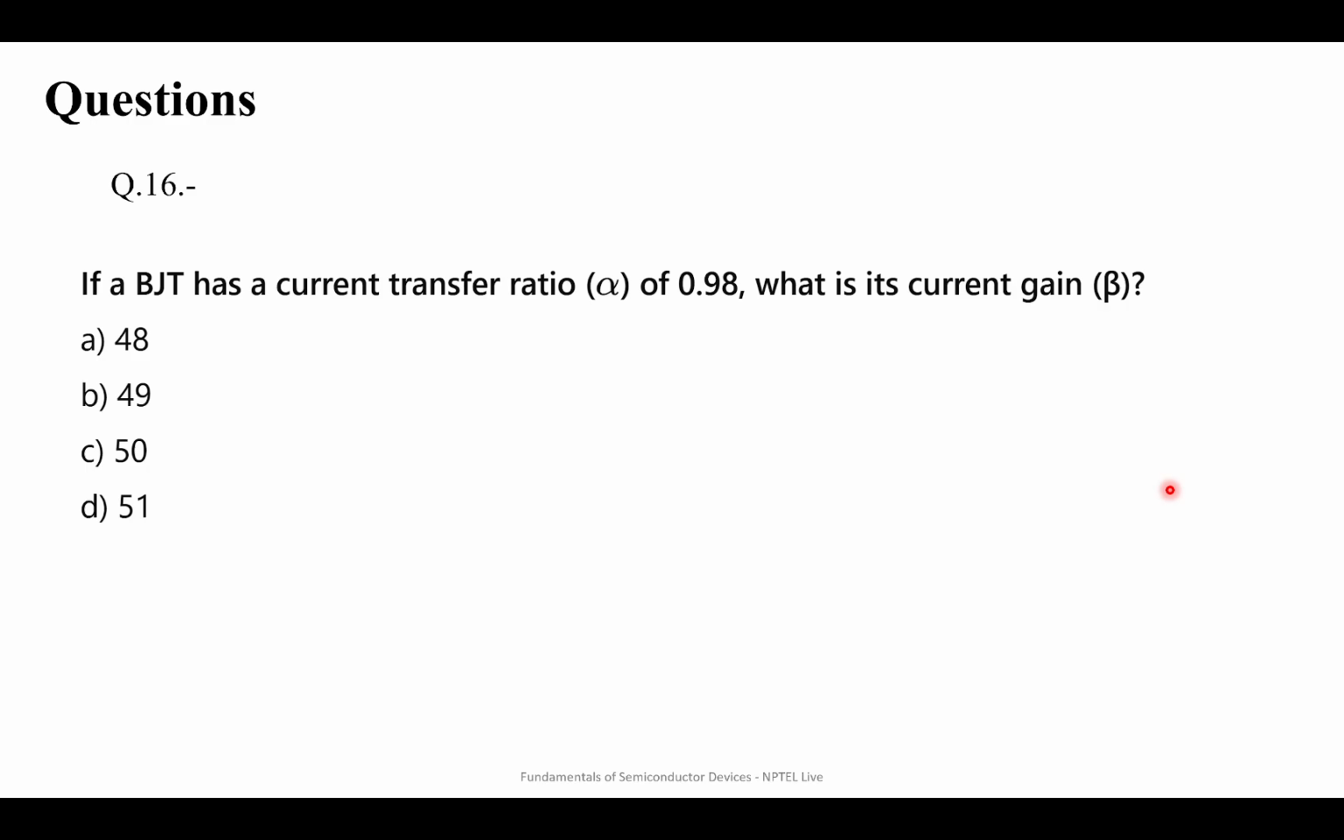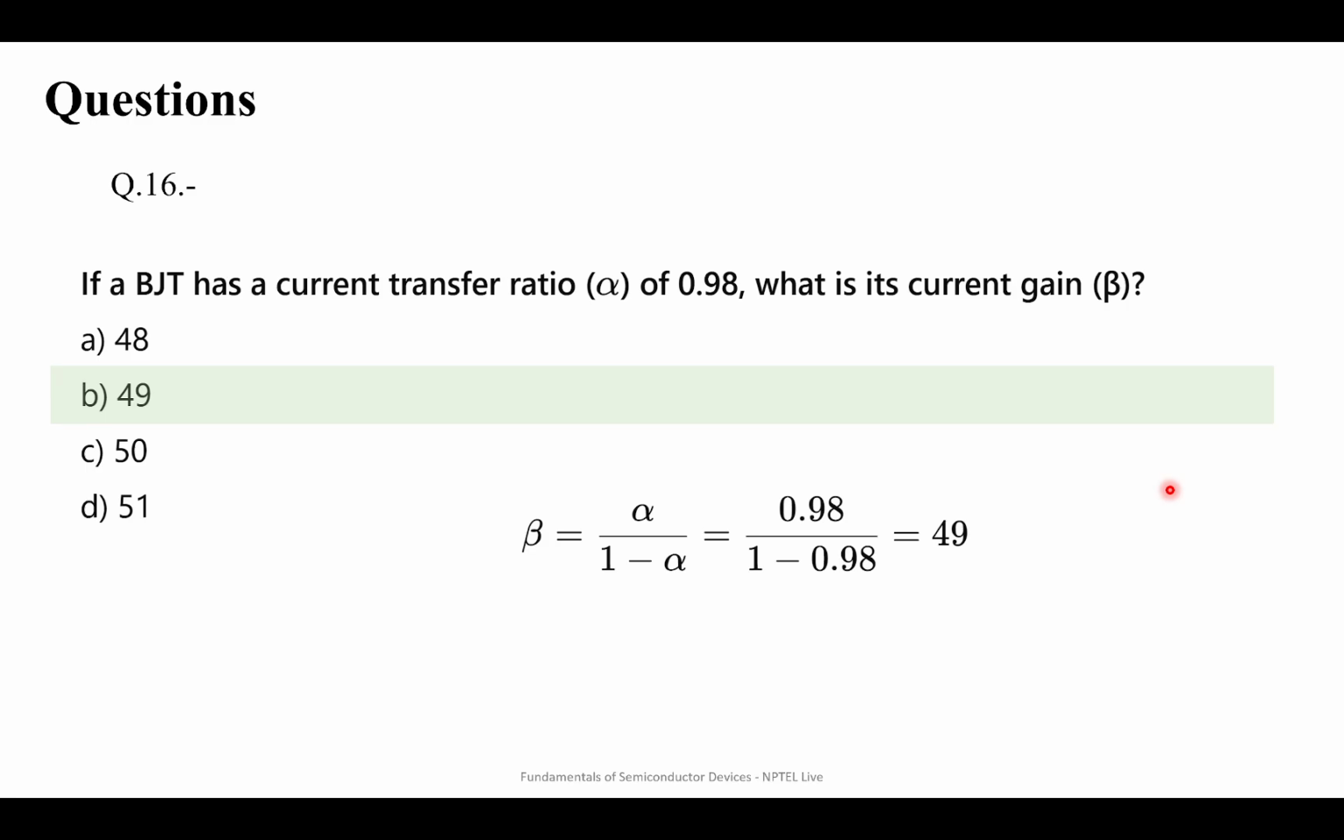Next question. If a BJT has a current transfer ratio alpha of 0.98, what will be its current gain beta? 48, 49, 50, 51. B, sir. Yes, the answer would be B, 49. So beta is given by alpha upon 1 minus alpha. So you substitute that and you will get 49.